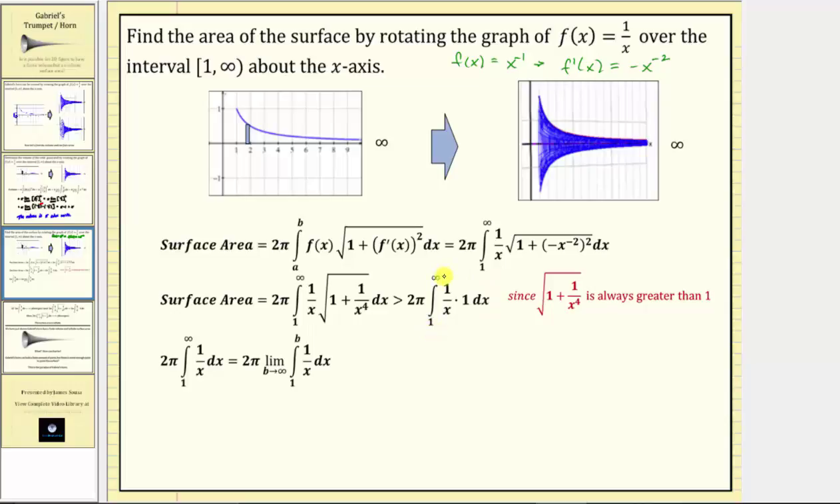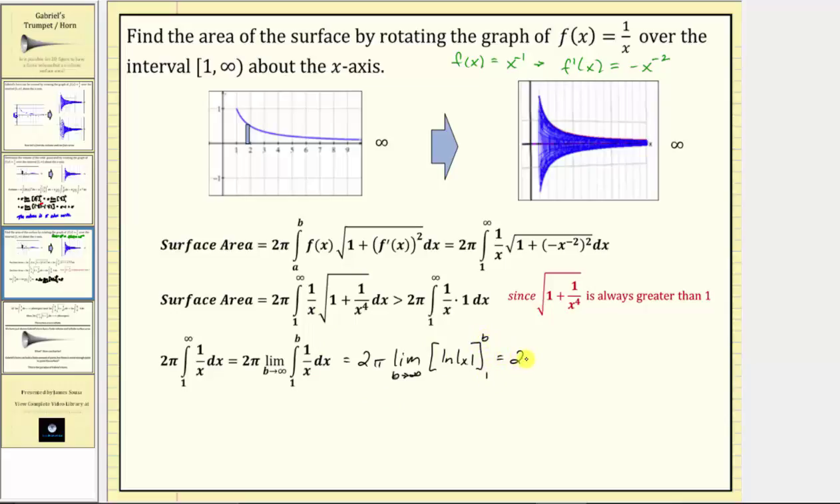Because this is an improper integral, we can write this as 2 pi times the limit as b approaches infinity of the integral from 1 to b of 1 divided by x differential x. The antiderivative of 1 divided by x is equal to natural log absolute value of x. We don't really need the absolute value because the interval of integration is always positive, but let's go ahead and include it. This is equal to 2 pi times the limit as b approaches infinity, and then the antiderivative is natural log absolute value of x. The limits of integration are from 1 to b.